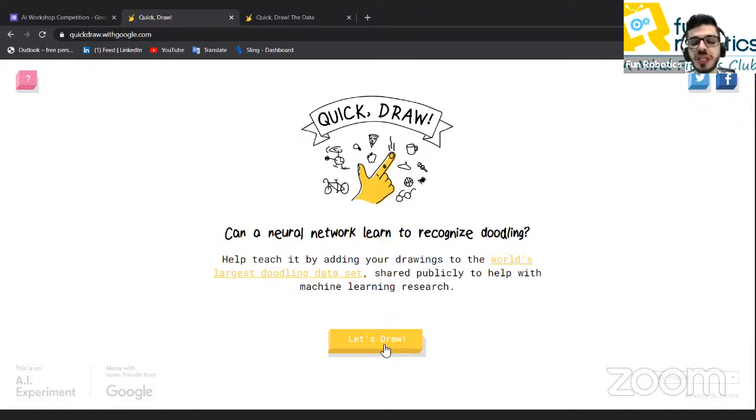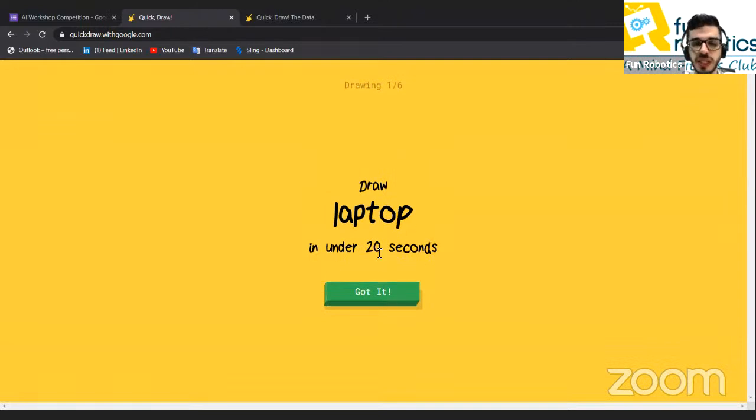And it will give you a set of words, and you have 20 seconds to actually draw whatever word it's showing you. For example, it's telling me here to draw a laptop in under 20 seconds. It will give you 6 drawings, and then it will tell you if you actually drew something similar to a laptop or not based on the knowledge that it has. So I'm going to show you an example and try a session with QuickDraw.